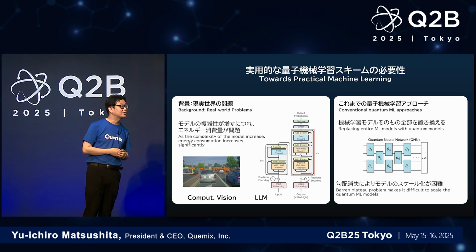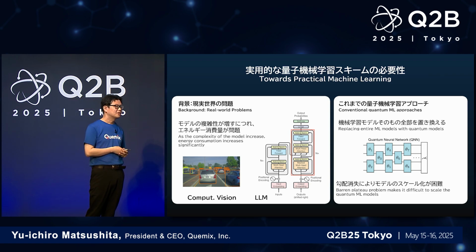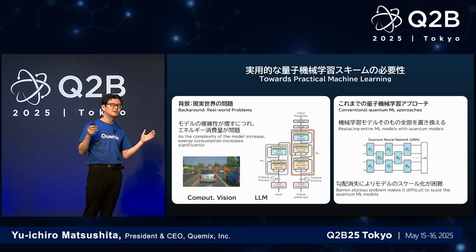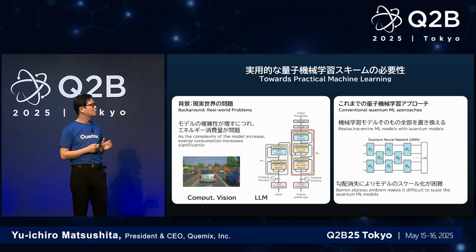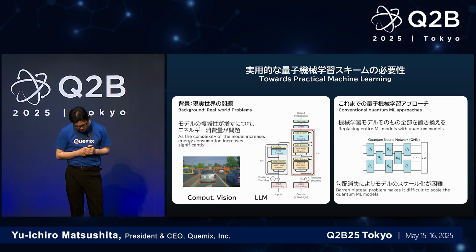And now the quantum ML approach is receiving a lot of attention these days. But that approach is basically replacing the entire ML models with quantum models. This is QNN, and this is probably a representative example. But in this approach, we have this issue of barren plateau, which makes it difficult to scale the quantum ML models. So if you want to scale it to a bigger problem, then it becomes very difficult. So this is probably not a practical machine learning.